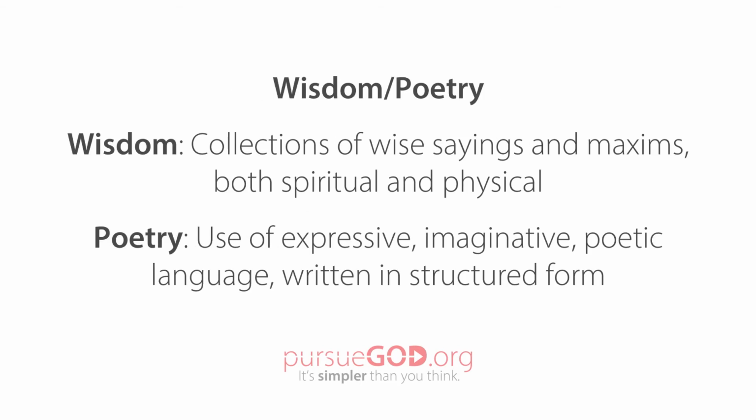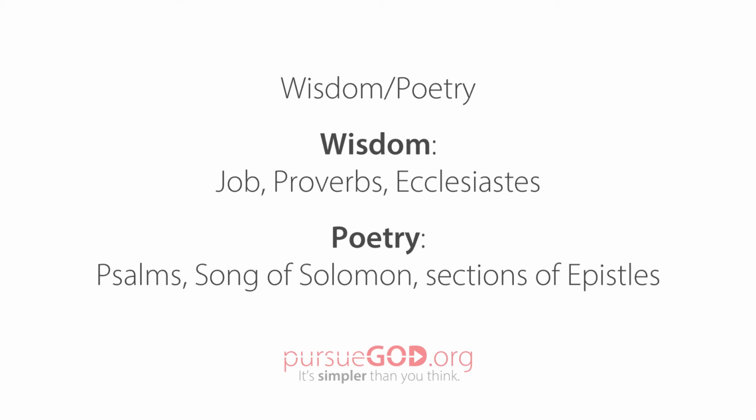And then you come to the next genre, which is wisdom and poetry. And again, we've combined those, but really they're distinct, and yet there's a lot of overlap between them. So look at them. First, you have wisdom. These are collections of wise sayings and maxims that, some of them are very spiritual in nature, some are just really practical and physical in nature. Then you have poetry, and this is the use of really expressive and imaginative, poetic type language that's often written in structured form. Now, when you think about the wisdom books, some of the examples of this are Job and Proverbs and Ecclesiastes, full of these wise sayings.